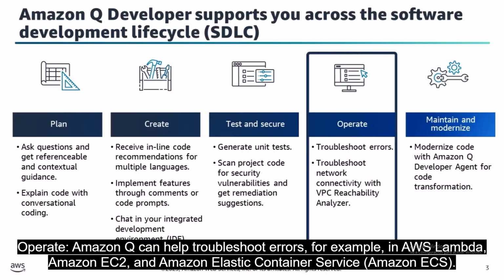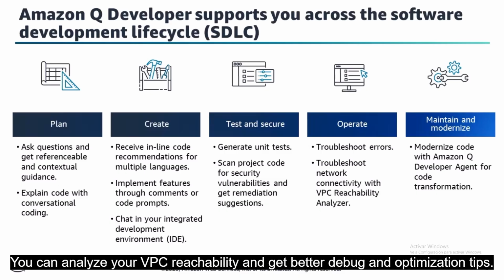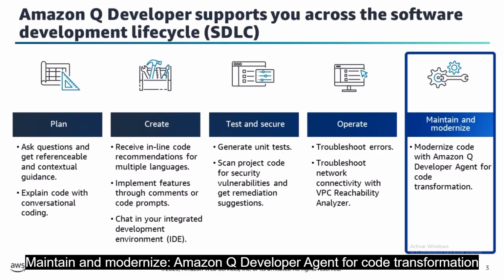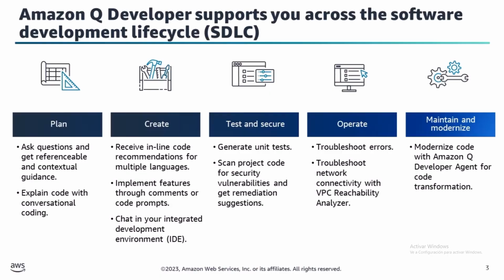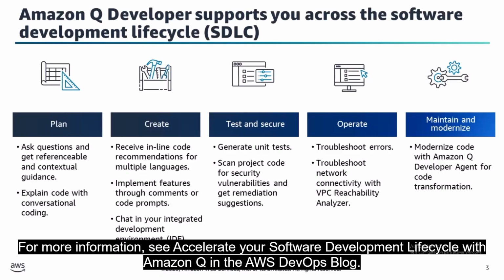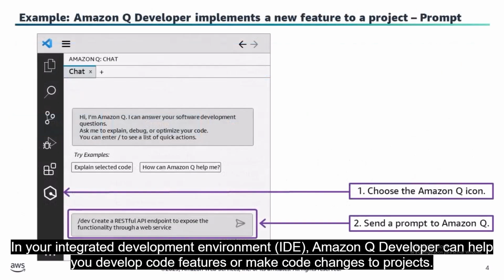Operate. Amazon Q can help troubleshoot errors, for example, in AWS Lambda, Amazon EC2, and Amazon Elastic Container Service, Amazon ECS. You can analyze your VPC reachability and get better debug and optimization tips. Maintain and modernize. Amazon Q Developer Agent for Code Transformation helps you maintain and modernize code by upgrading projects to more up-to-date language versions. For more information, see Accelerate Your Software Development Lifecycle with Amazon Q in the AWS DevOps blog.